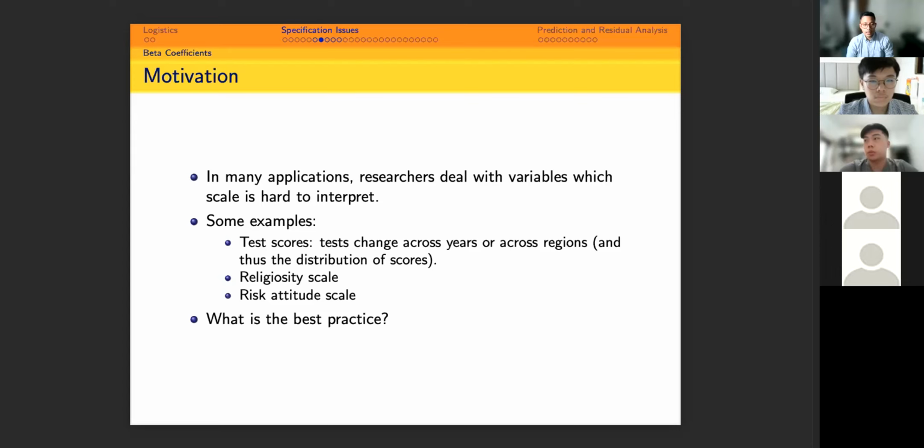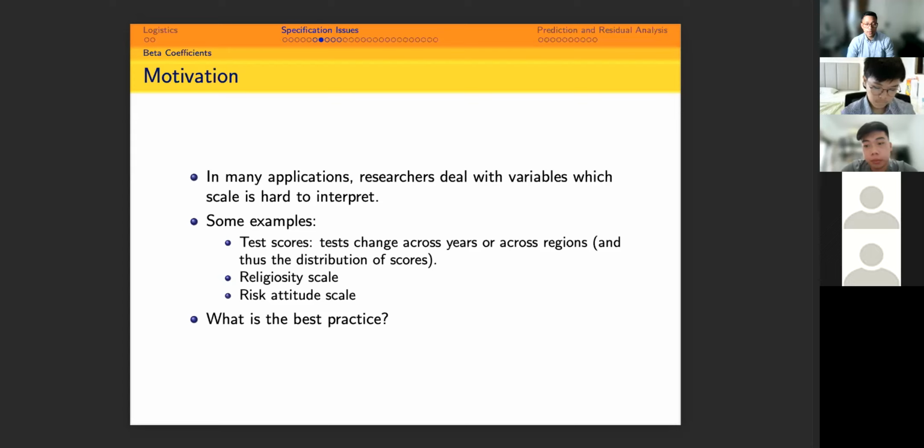Another thing is about scales. In a lot of data analysis and modeling, we're interested in some scales. So for example, a religiosity scale: we're interested in whether or not the religiosity scale is correlated with, say, some behaviors. And we're also interested in whether or not risk attitude, so whether an individual is risk averse or risk loving, is going to be correlated with some output.